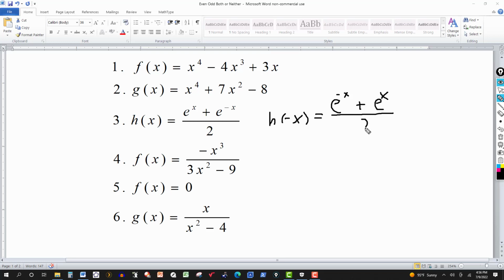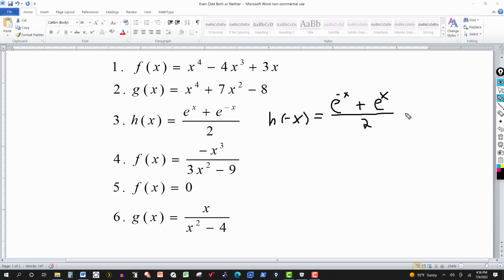That's over 2. Did we get the same thing back? Yeah, different order, but it's the same thing. Commutative property of addition. This is e to the x plus e to the minus x. This is e to the minus x plus e to the x. Okay, commutative property for addition, that works.